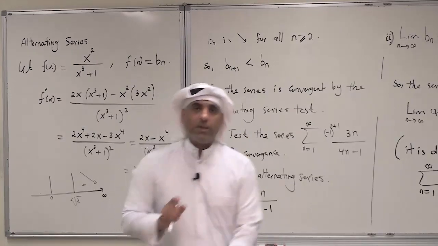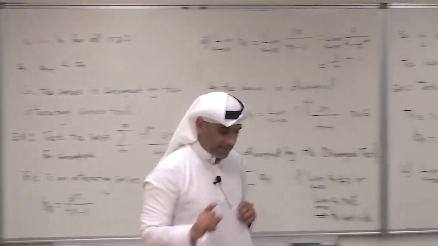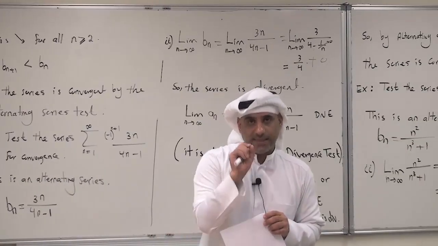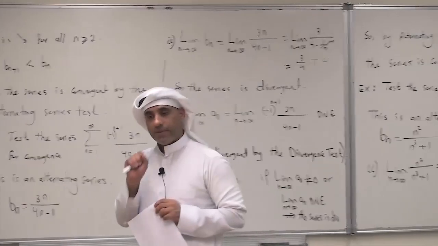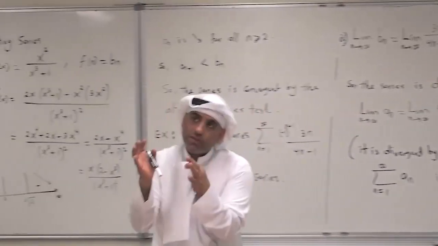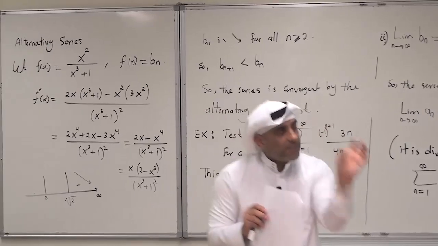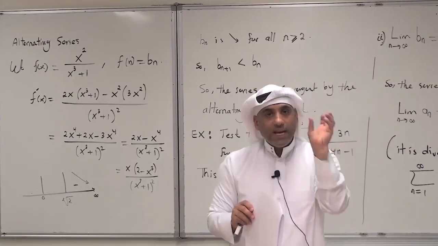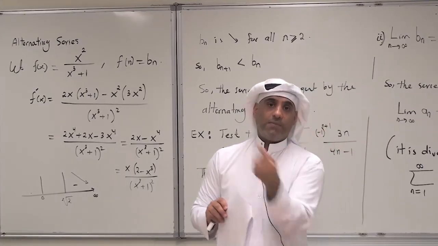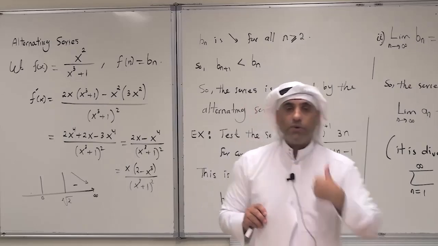This is what we call alternating series and the alternating series test. The second point we have is, again and again, if we have a convergent series, we need to estimate the sum. So what is the error involved in estimating the sum for alternating series? That will be our next point.